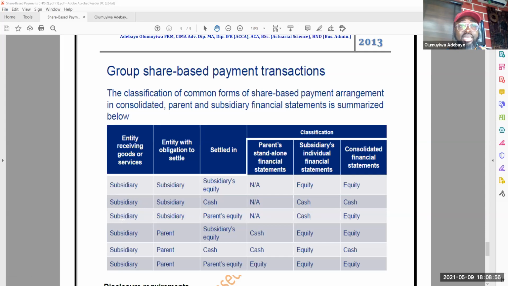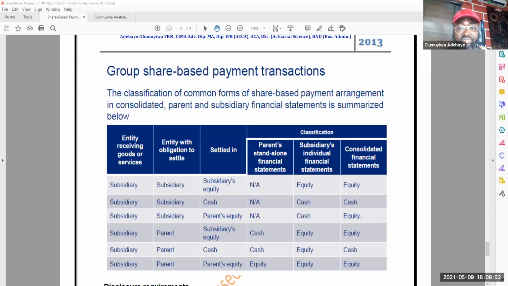The third scenario is where the subsidiary receives the benefits by way of goods and services, and the subsidiary is required to settle, but it is going to settle in the parent's own shares, that is, buy the parent's shares and deliver them to the staff. This has no implication in the parent's book, but it will be treated as cash settled in the subsidiary's book. Why? Because the subsidiary is not issuing its own equity, but it is going to take the equity of the parent, by way of phantom shares or physically delivered. But at the group level, it will be equity settled, because the subsidiary is a component of the parent, and the parent shares issued to the subsidiary and to the employees of the subsidiary are deemed to be equity settled at the consolidation level.